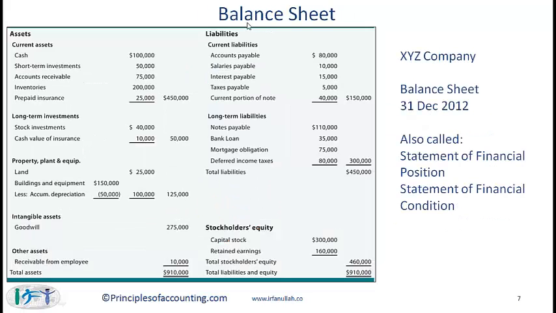Here is a simplistic version of a balance sheet. Note that the balance sheet is depicted on a particular day. Here we are looking at a balance sheet as of 31st December 2012. This is also called the statement of financial position or the statement of financial condition. It shows all the assets of the company, both tangible and intangible assets, the liabilities, short-term and long-term, and then stockholders' equity.